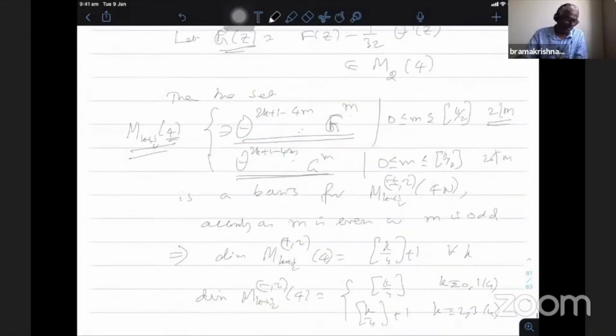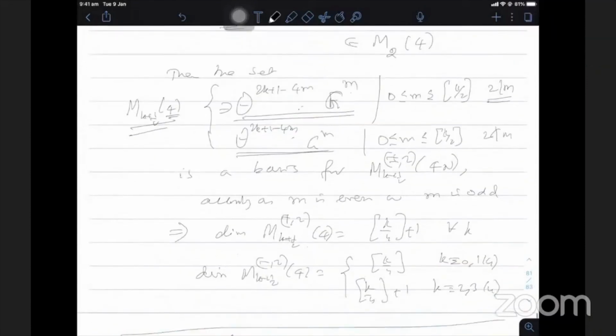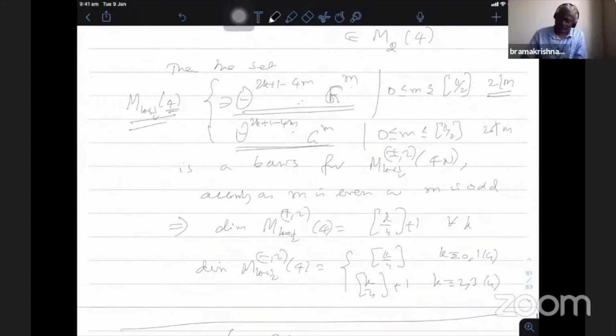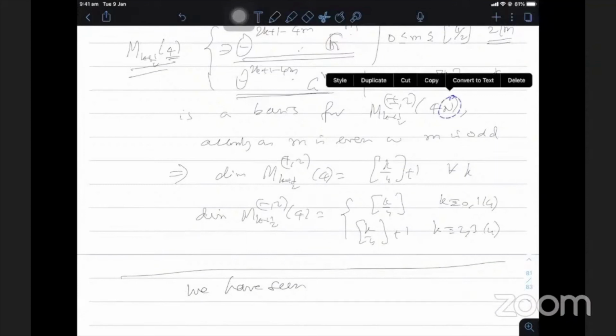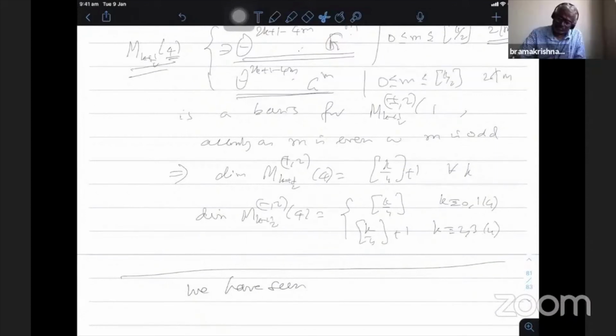Everything I am writing is n equal to 1. Here it is written as a basis for 4n. Where did I write? Just below this set. Yes, that is right. One should not write wrongly. I wrote it for level 4.